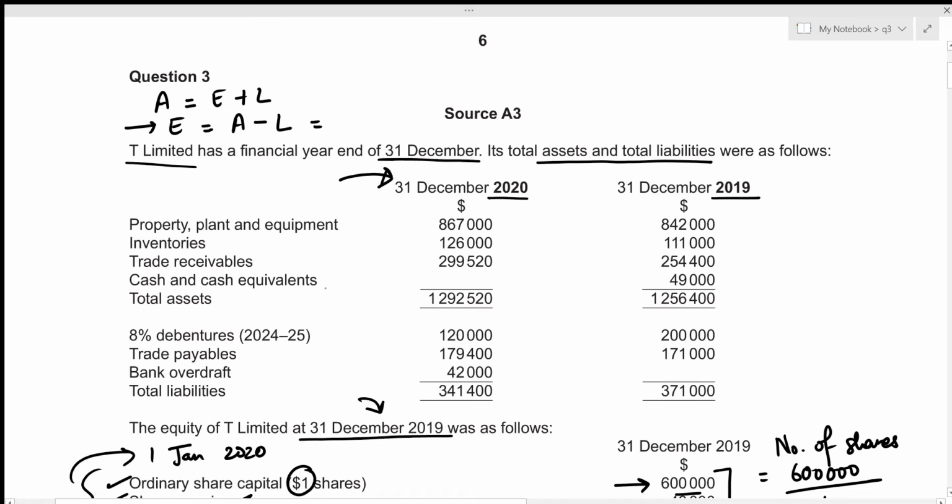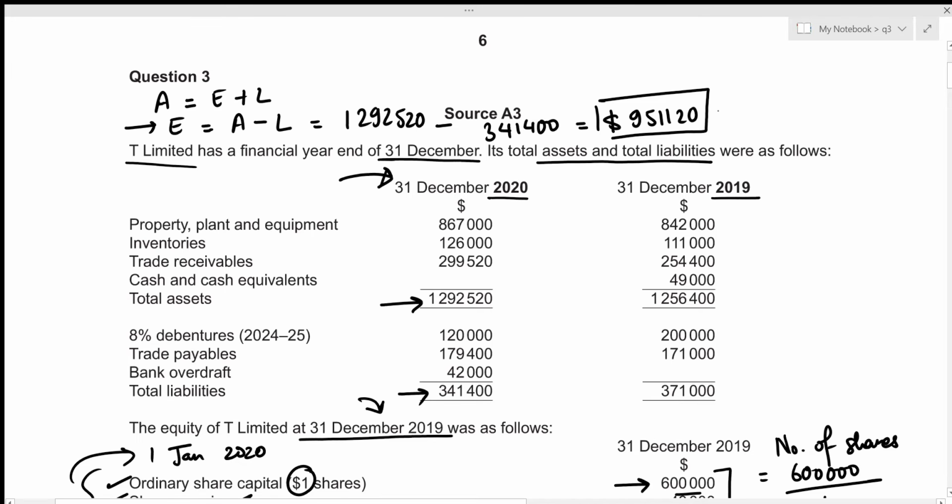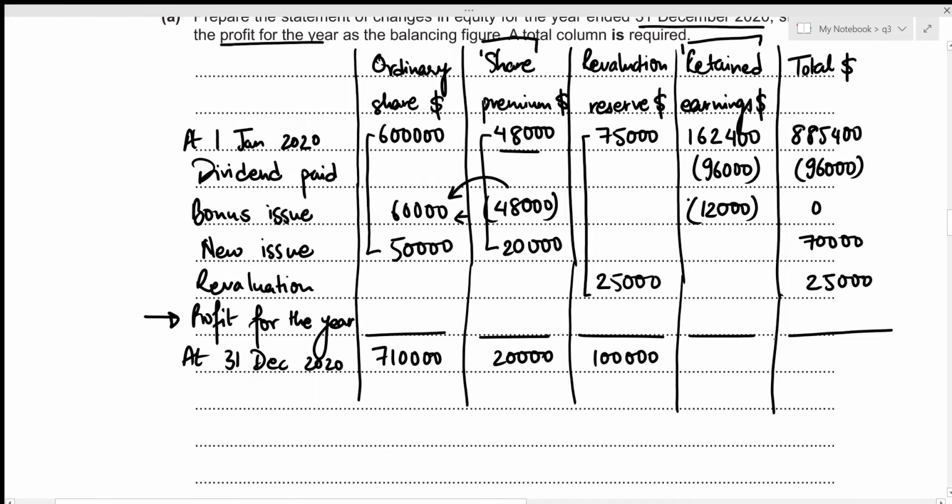In this case, we have our total assets to be 1,292,520. So we now need to subtract our liabilities, which is 341,400, which results in the total equity to have the value of 951,120. So this is the total of our statement of changes in equity. Let's write it down. So total is right here. That has the value of 951,120.